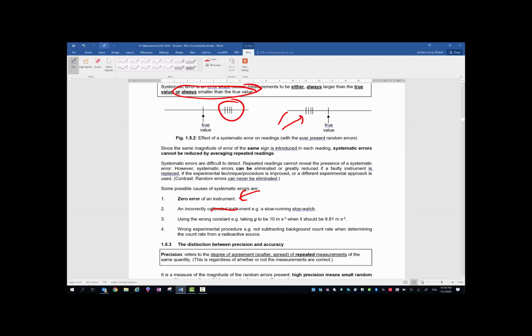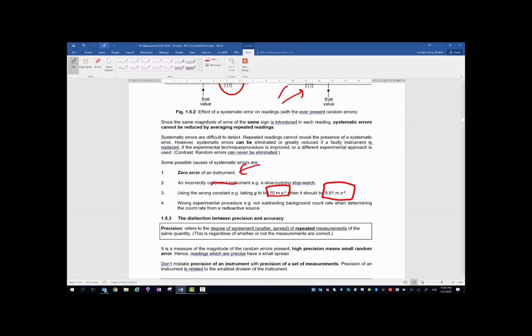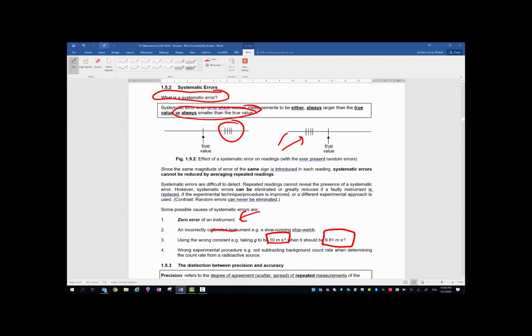Or maybe in terms of calculation, you use the wrong value, like for example g, the acceleration due to free fall. In secondary school they say it is 10, but in A level we need to use 9.81. If you always use 10, then your answer will always be overestimated. Okay, so that is very important.